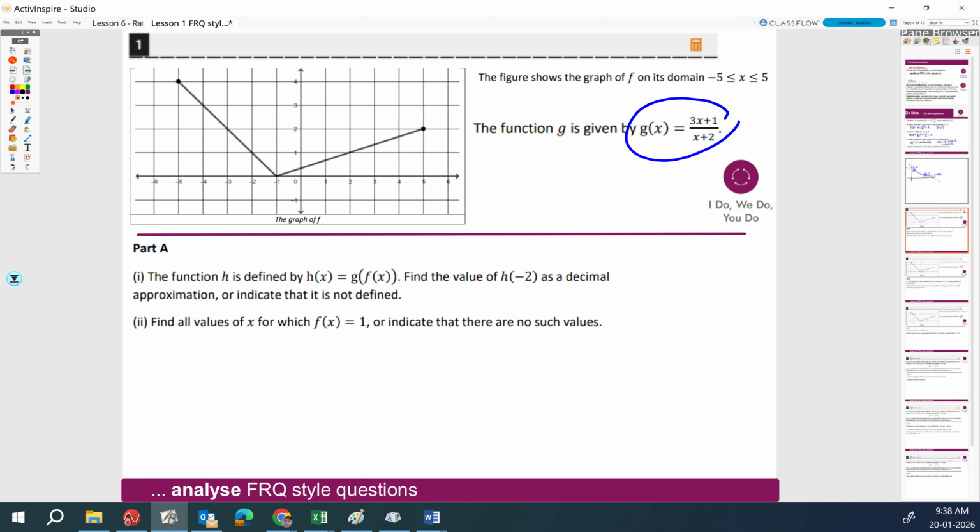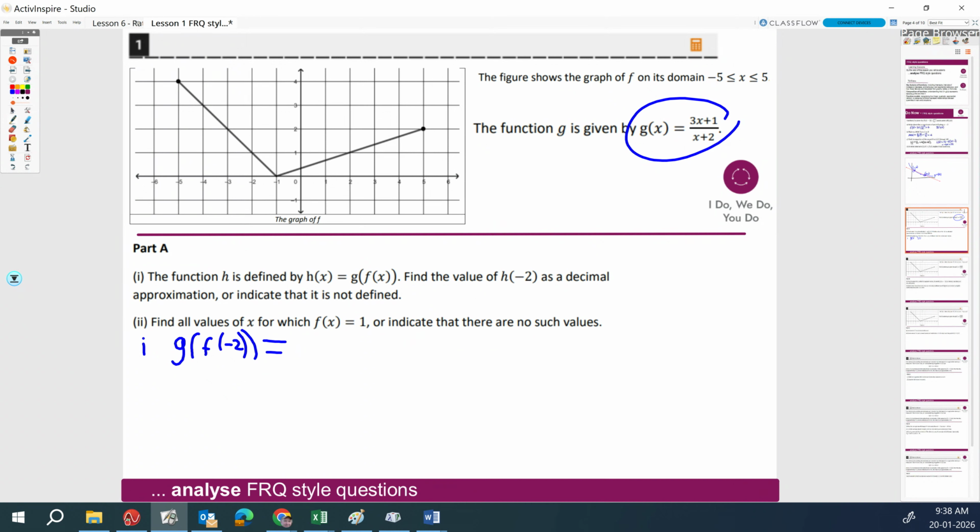Typically, we do a functions composition. Part A is functions composition. Find f of g of x, or g of f of x. So this one is, we need to find g of f of, what's the value?